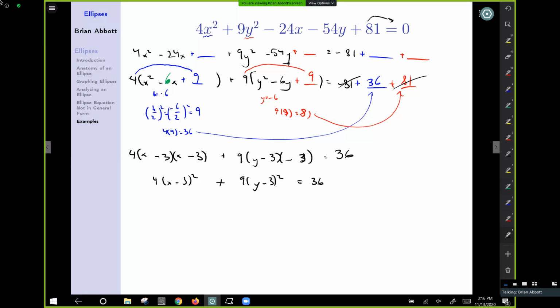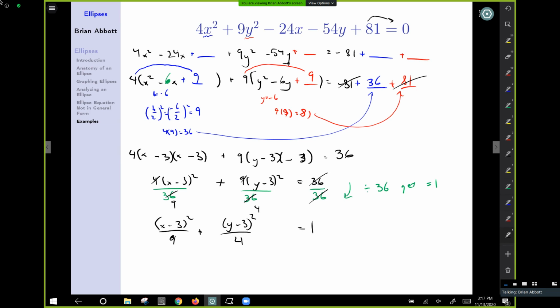And to make 1, we need to set this thing equal to 1. Divide by 36 to get equal to 1. We'll divide by 36. It's really multiplying everything by 1 over 36. And we'll do some reducing as we go. Conveniently, that becomes 1. That was the goal. 9 goes into 36 4 times, and 4 goes into 36 9 times. So we get x minus 3 quantity squared over 9 plus y minus 3 quantity squared over 4.